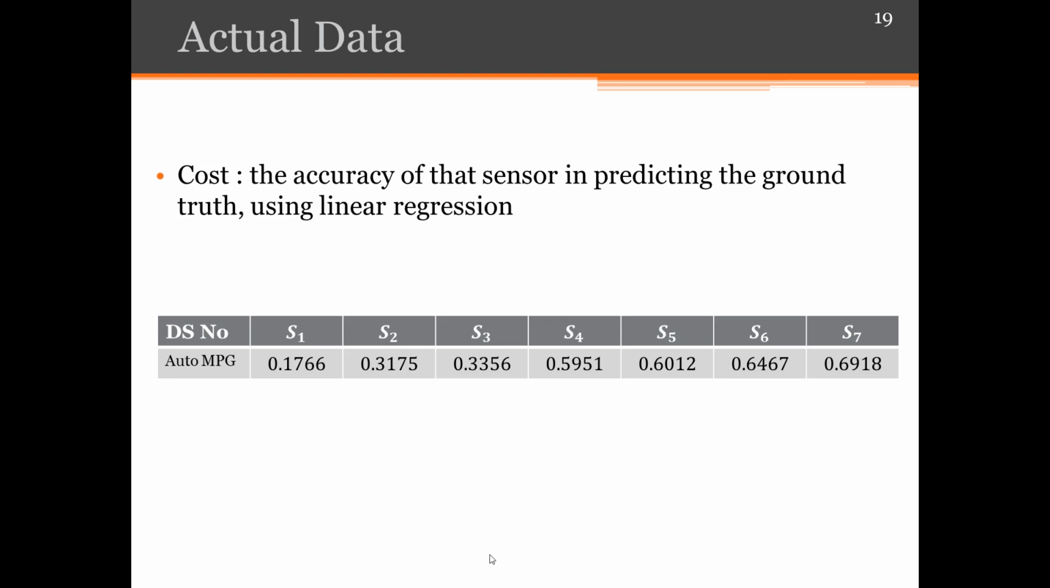We also calculated the accuracy of each sensor predicting the outcome using linear regression, and then considered that as cost, which is rational. So if you want a more accurate sensor, you need to pay more.